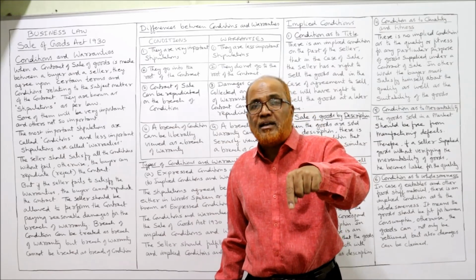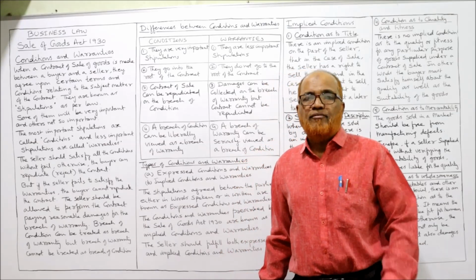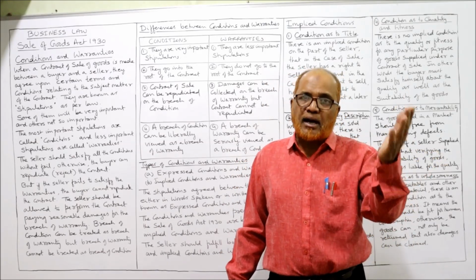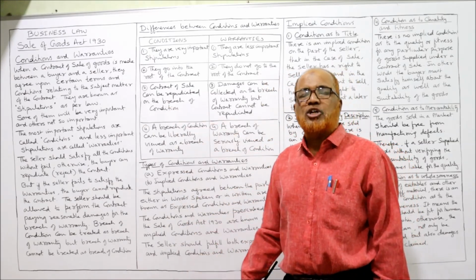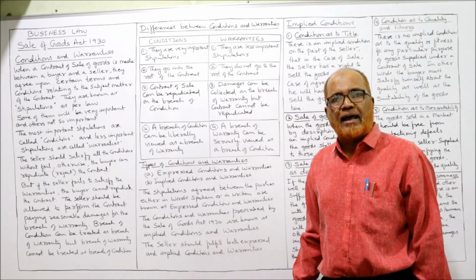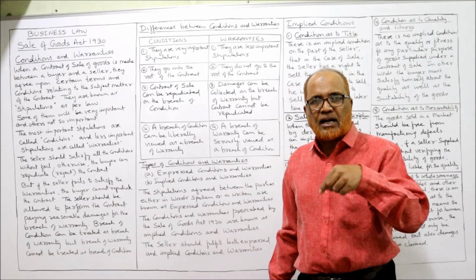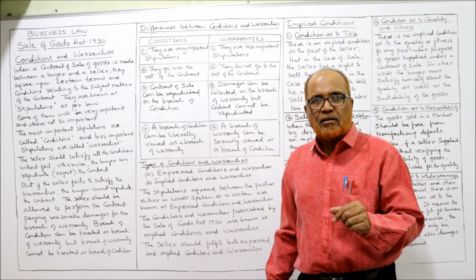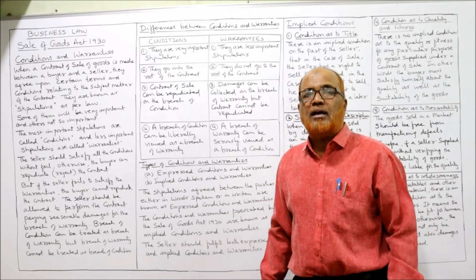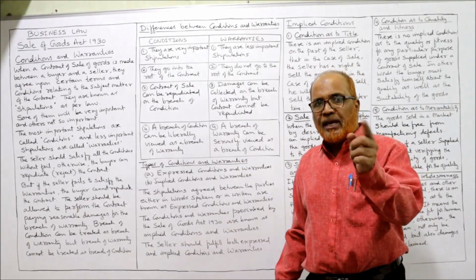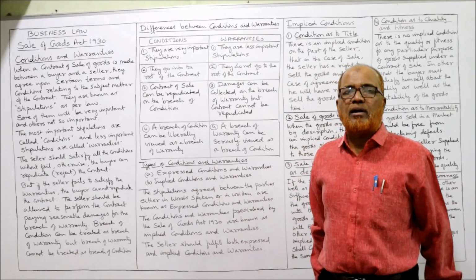But a breach of warranty can never be considered a breach of condition. Warranty will never become condition. Condition may become warranty. So this is the complete explanation regarding conditions and warranties. Conditions are the main stipulations given by the seller to the buyer, the breach of which will give the buyer the right to repudiate the contract.